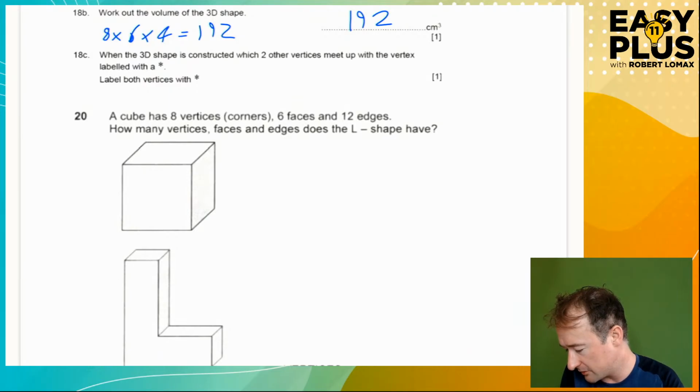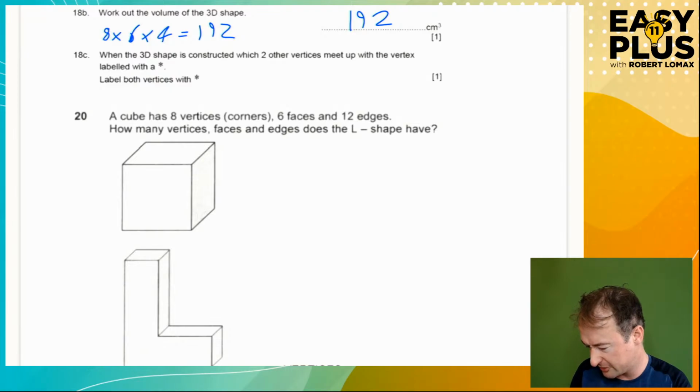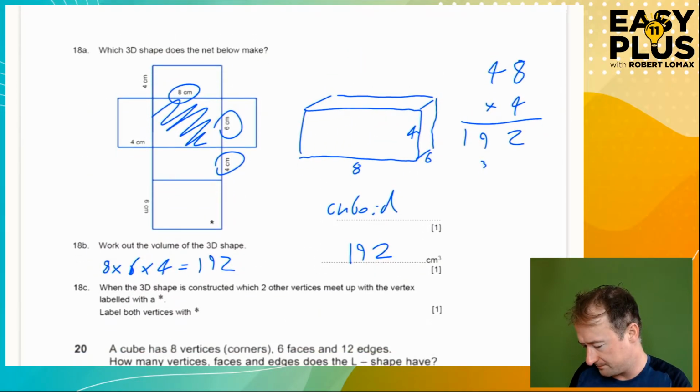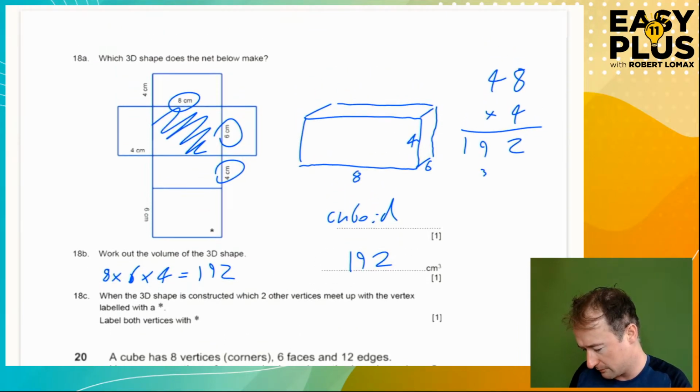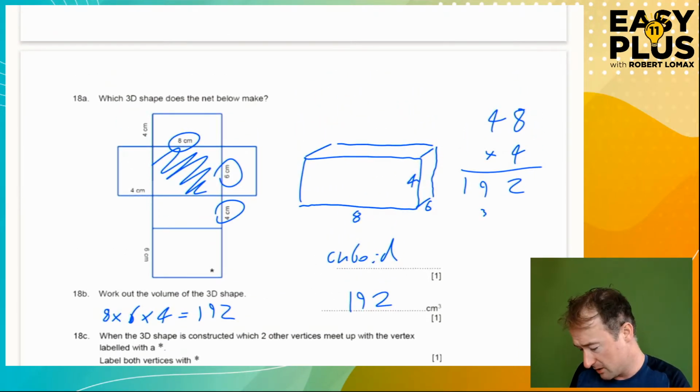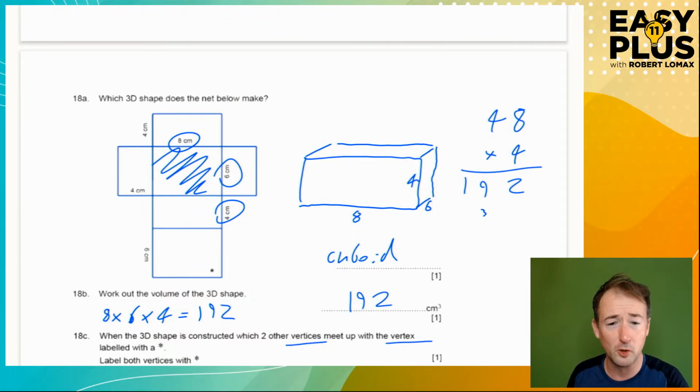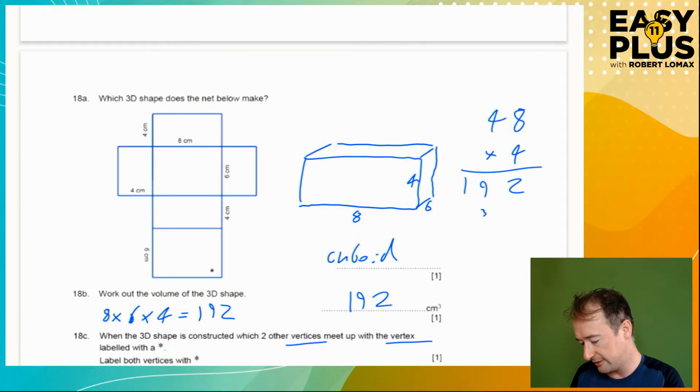When a 3D shape is constructed, which two other vertices meet up with the vertex labelled with a star. Okay. Whoa, lot of words there. What does the word vertex and the plural vertices mean? Well, if you're not sure, look at the picture and see if you can work it out.